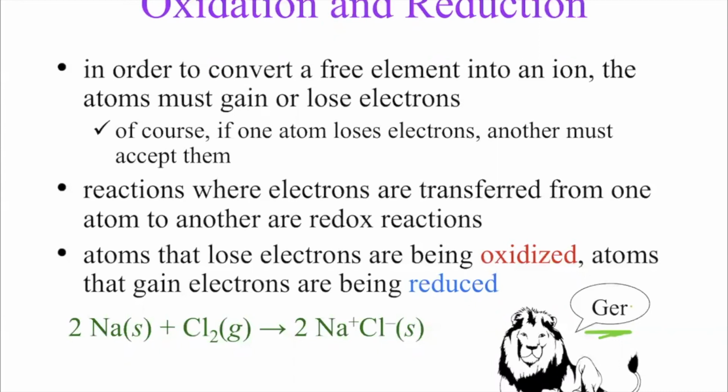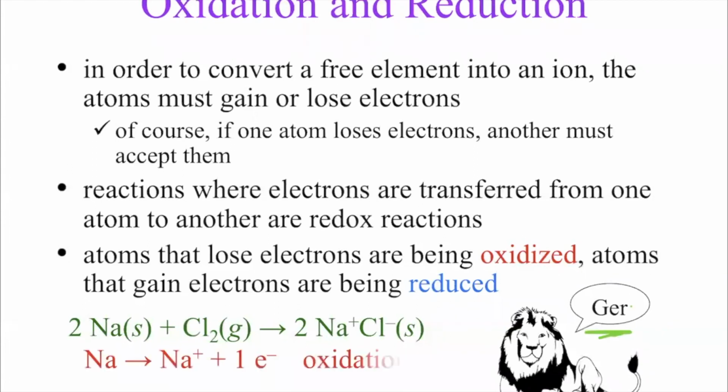So in order for us to be able to distinguish that, we have to keep track of those electrons. In a reaction where electrons are transferred from one atom to another, it's called a redox reaction. Atoms that lose electrons are being oxidized. What that means is that you're going to gain a positive charge. Atoms that gain electrons are being reduced. What that means is that you're going to gain a negative charge.